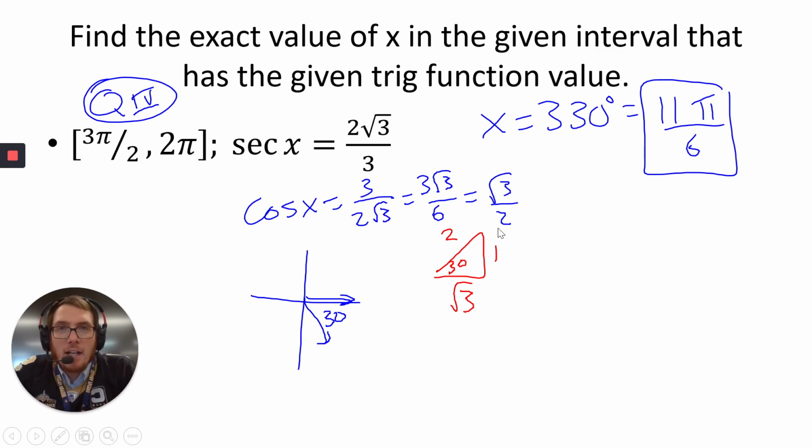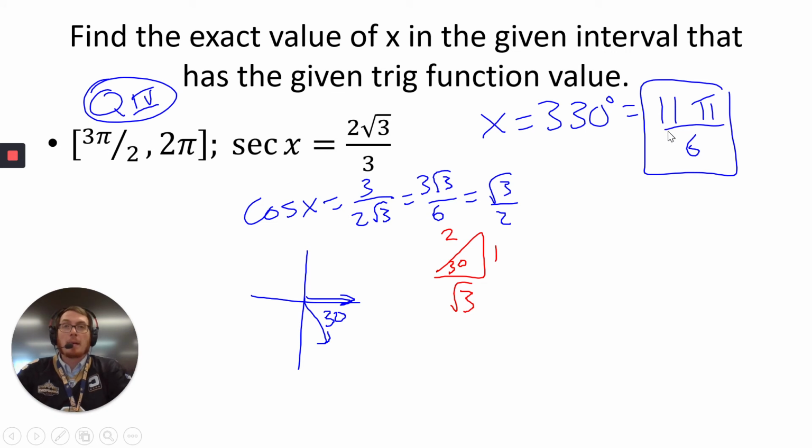If it's an exact value and it has a root 3 in it, when you flip it, it still should have a root 3 in it. So it has to be root 3 over 2, which corresponds to the adjacent being root 3 this time, which has to be a 30-degree reference angle. In quadrant 4, you find that by taking 360 minus the reference angle of 30, which is 330.